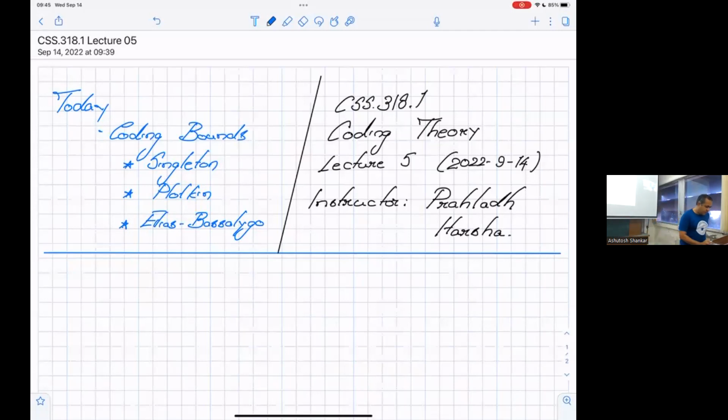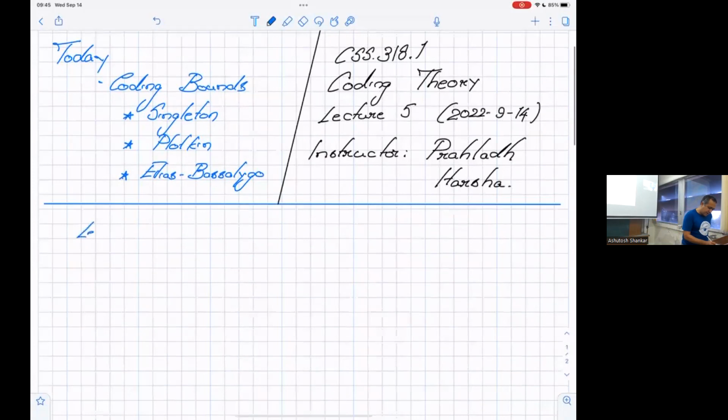So to begin with, let's recap from last time. The two main things which we did were what we can do, the Gilbert-Varshamov bound, and what we can't do, the Hamming bound. So let's just quickly recap. What we can do is the GV bound.